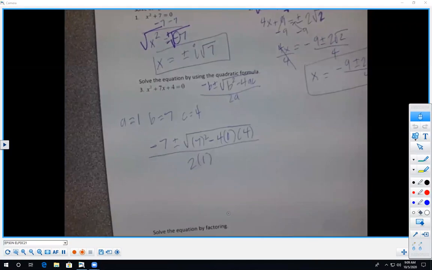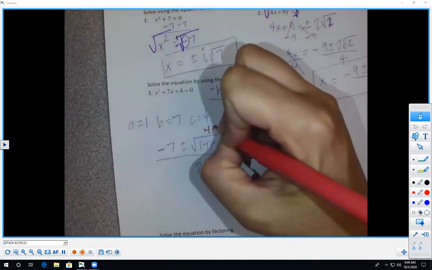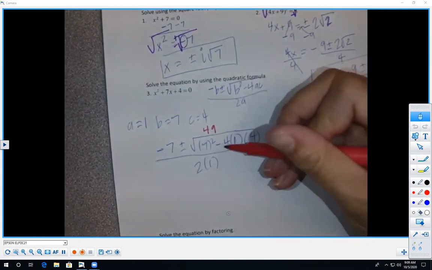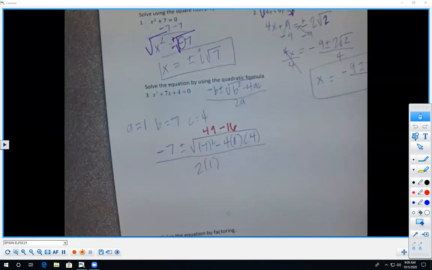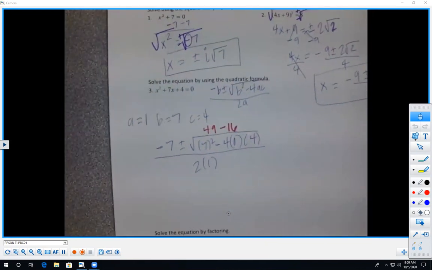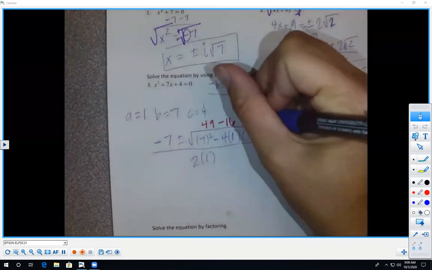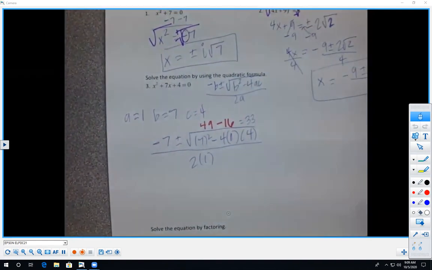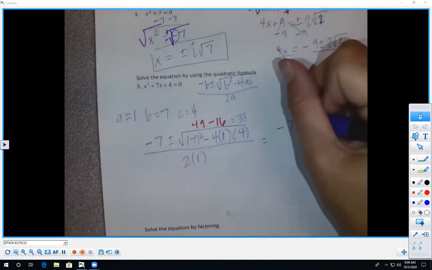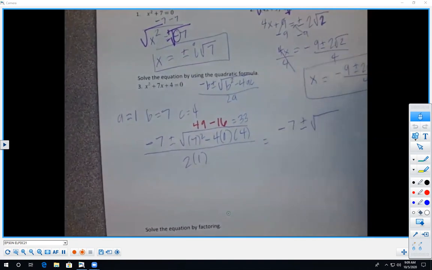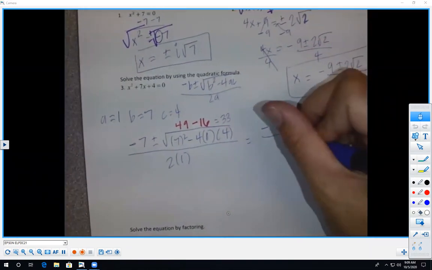Okay, so I gotta figure out the number inside the square root. 7 squared is 49. Negative 4 times 1 times negative 4 is negative 16, so that's minus 16. 49 minus 16 would be 33. So that's the number in the square root. So this is negative 7 plus or minus the square root of 33 over 2 times 1, which is 2.